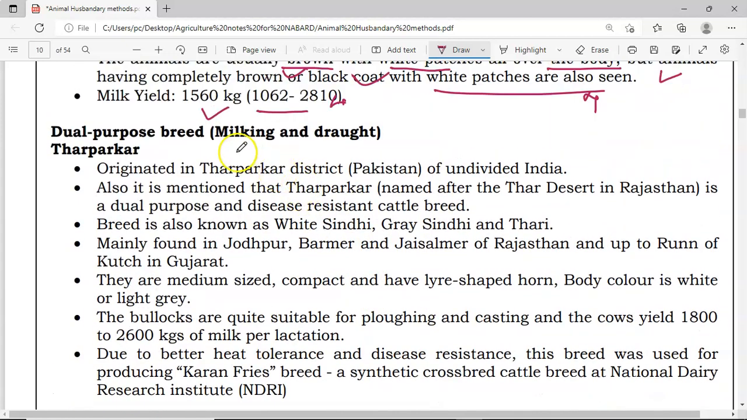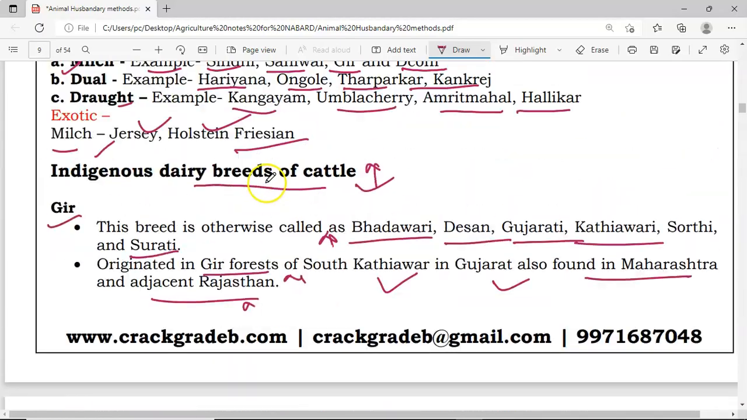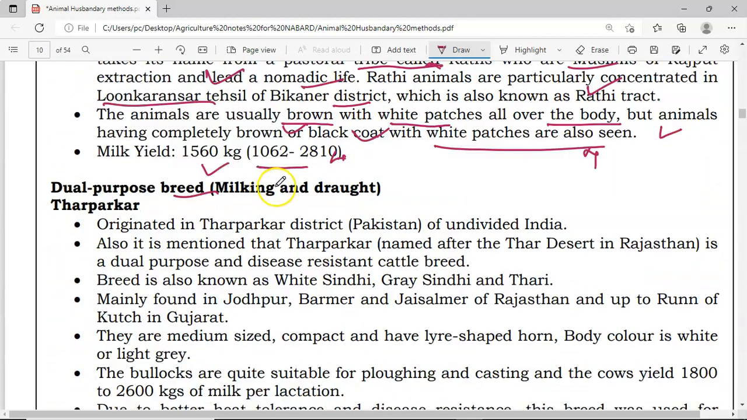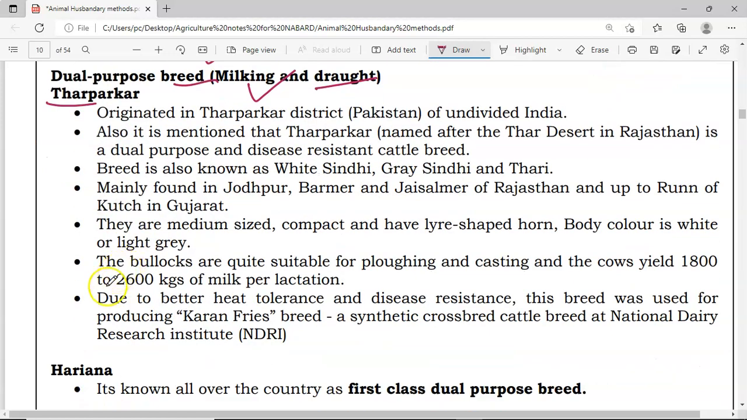There are some other dual purpose breeds. Friends, you should remember which are the dual purpose breeds, because you may get a question. For example, it will ask which of the following breeds is also known as milking and draught. The first one is the Tharparkar breed, dual purpose, milking and draught.